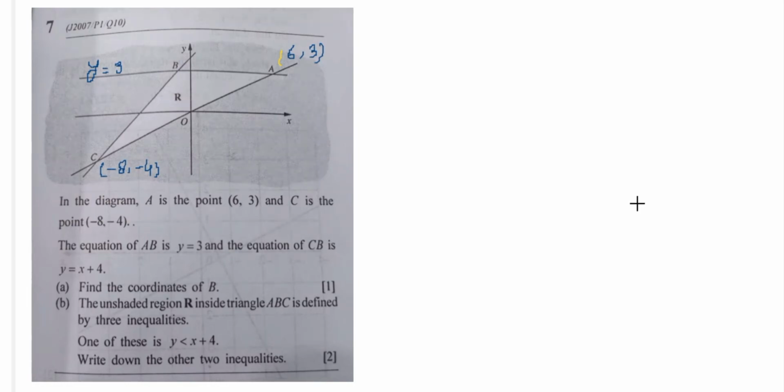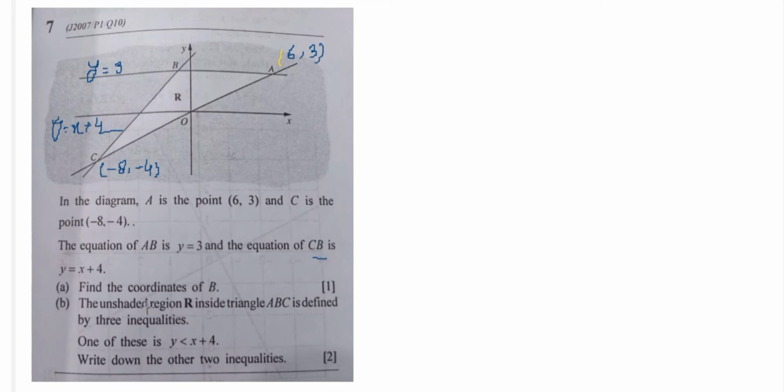Okay. We are discussing question number 7, and we are here. The equation of CB is y is equal to x plus 4. This line has the equation y is equal to x plus 4.